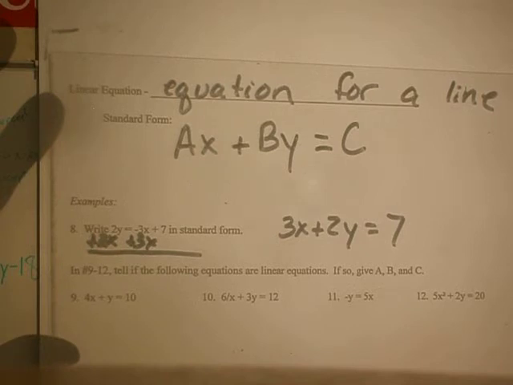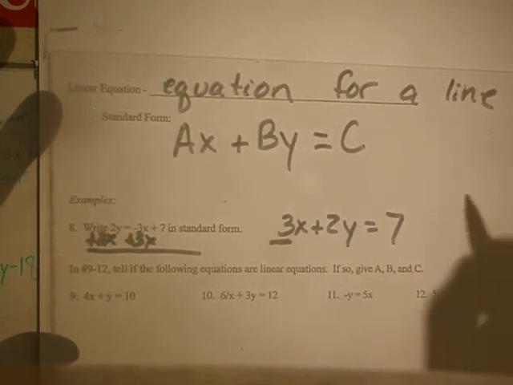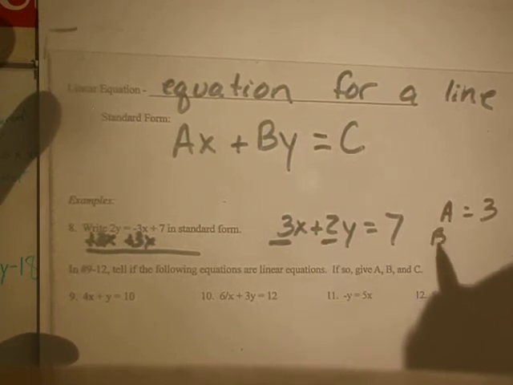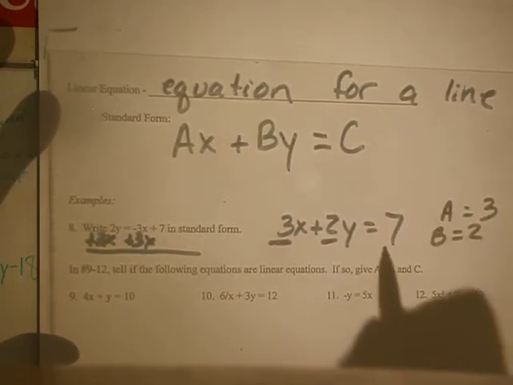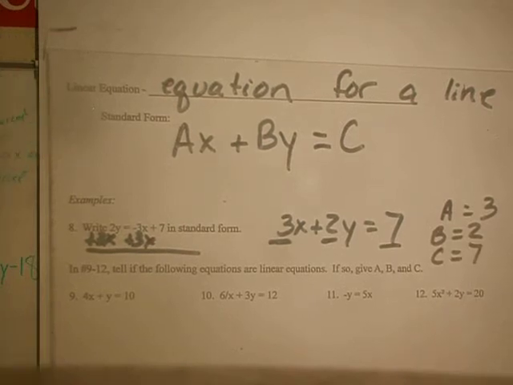And from there, you're also going to be asked to label the a, b, and c. A is the first number, the number that's in front of the x. B is the number that's in front of the y. And then c is the number that's all by itself. So ax plus by equals c. And in example number 8, the a is 3, the b is 2, the c is 7.